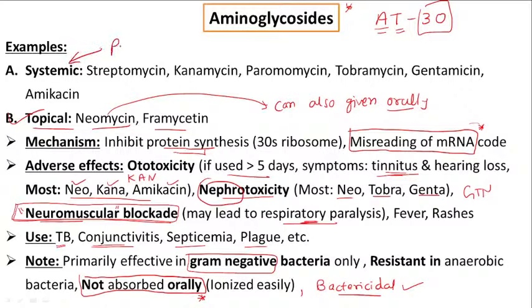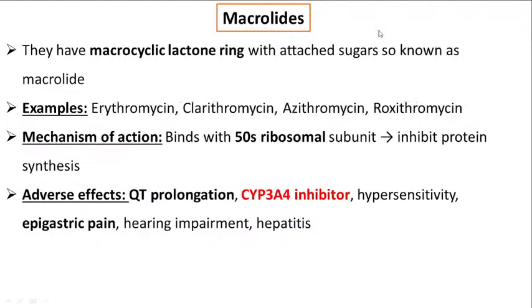सो ये सिस्टेमिक हमने लिखा है. सिस्टेमिक का मतलब सिस्टम में जाने के लिए. तो सिस्टेमिक मीन्स they are being given through which route? पेरेंट्रल. पेरेंट्रल मीन्स इंजेक्शनल रूट से दिए जाते हैं. So that is about aminoglycoside.